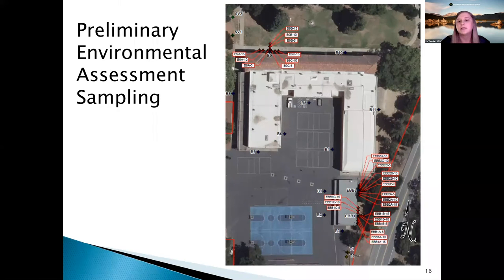We took multiple samples throughout this area to try to characterize the extent of that lead. And then down here are the transformer samples. We did not find PCBs from those. Those are the primary chemical of concern from transformers. Next slide, please.